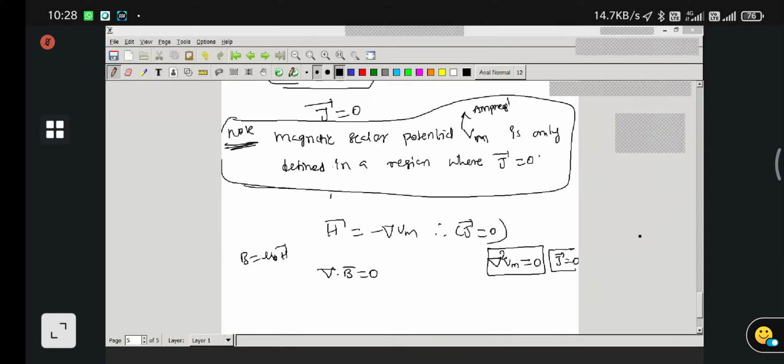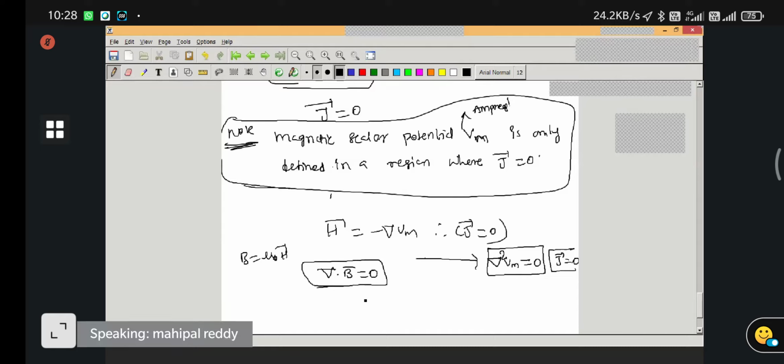Vm equal to 0. It's like electrostatics. The scalar potential satisfies the Laplace equation. This is nothing but the magnetic scalar potential, del square Vm equal to 0. Magnetic scalar potential. Okay. Del dot B equal to 0 is nothing but no magnetic monopole. This is the fourth Maxwell equation.